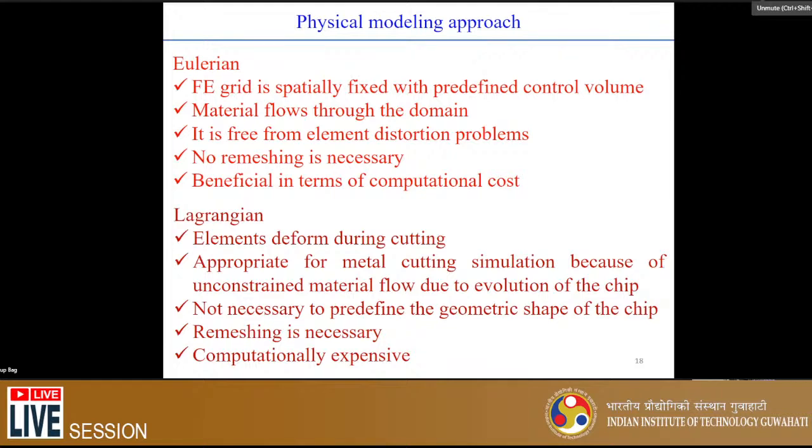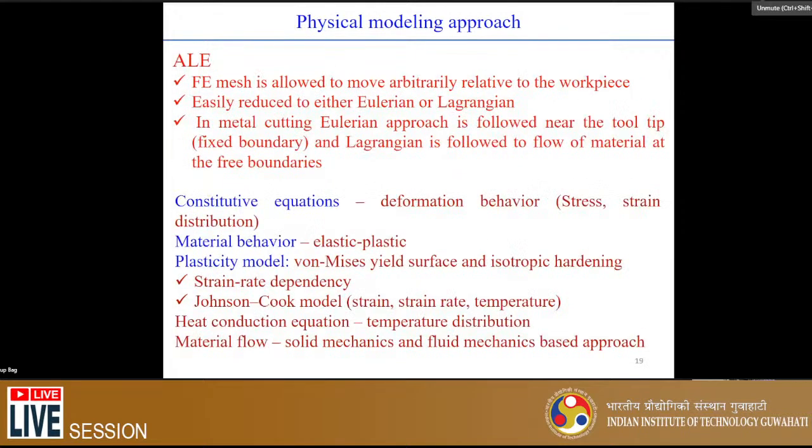Now, in standard software, you often use the ALE approach, the arbitrary Lagrangian Eulerian approach, taking advantage of both the Eulerian and Lagrangian approaches. In these cases, the mesh can be moved arbitrarily relative to the workpiece, so you can use either the Eulerian approach or follow the Lagrangian approach.